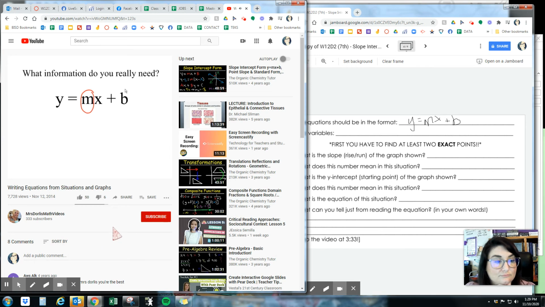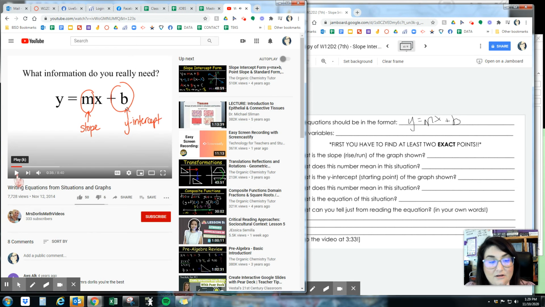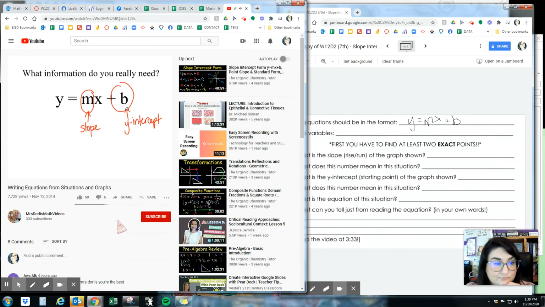These are the two items we need to have. We need to make sure that we have the slope and we have the y-intercept. And I know the video has a weird noise on it, but I love the information in this video, so I use it every year, even though it's not the best quality. We're going to move past that. We can't write an equation without them.